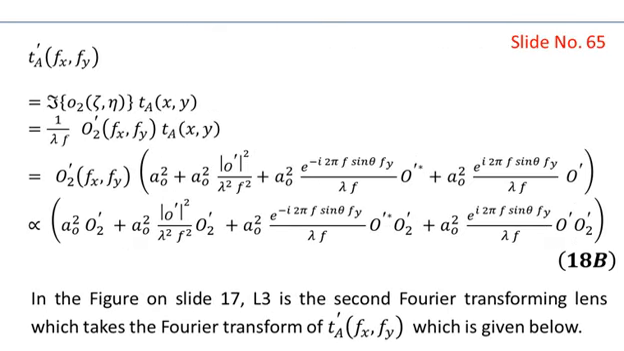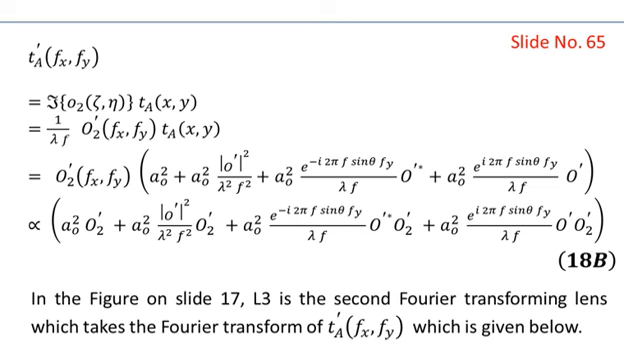So now substituting the values of O2 which we have done, that is 1 over lambda f multiplied by O2 prime as a function of x and y. That is, we have placed the value of the Fourier transform O2 over here, and then again multiplied by TA as a function of x and y. And then you know that we are multiplying O2 prime. We have written O2 prime over here as a function of x and y.